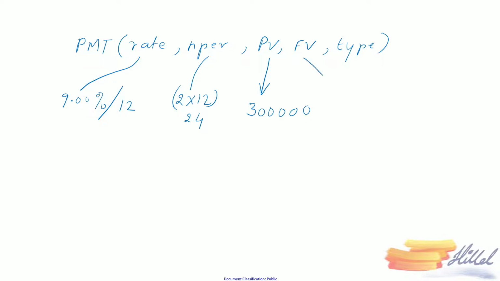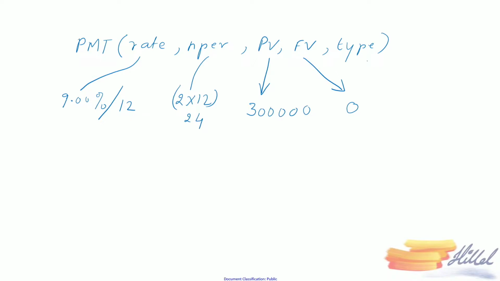The future value is what you want to see after you have paid all these 24 installments, at an interest rate of 9%, and all the principal amount is also collected. What is the amount you want to see at the end? What I want to see here is 0, because I don't want any dues to be pending. Or if you want to see a certain amount pending, you can put that amount.